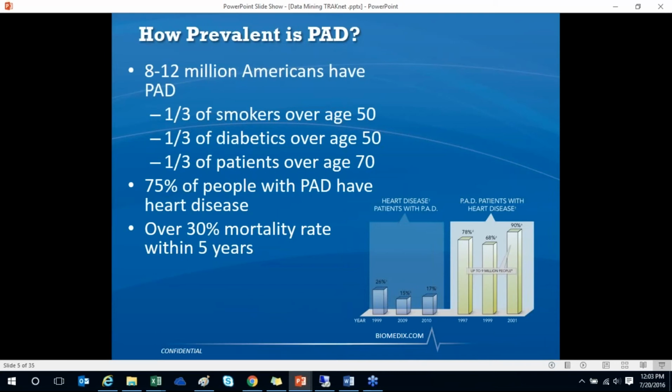Eight to 12 million Americans currently suffer from PAD. 1/3 of smokers over the age of 50 have peripheral arterial disease, 1/3 of diabetics over the age of 50, and 1/3 of patients that are over 70 years old. 75% of patients that have PAD also have heart disease. And there is a mortality rate of over 30% within 5 years.